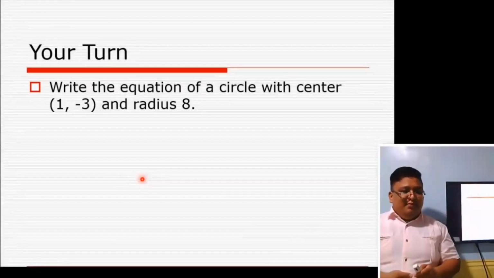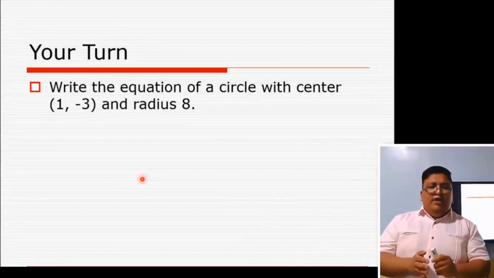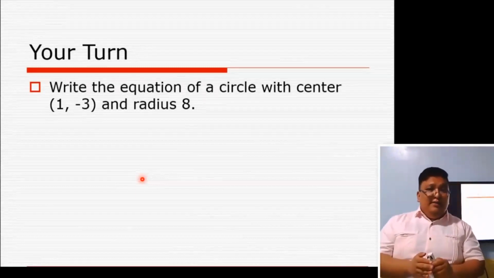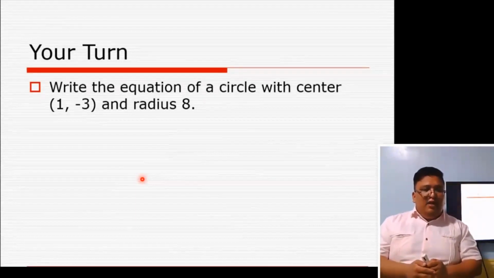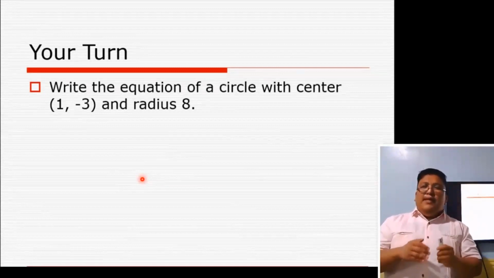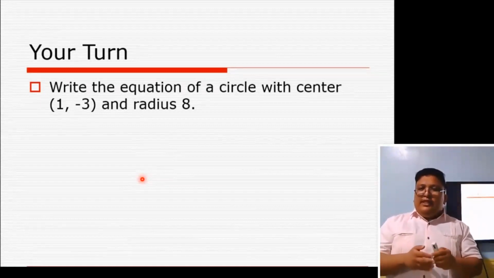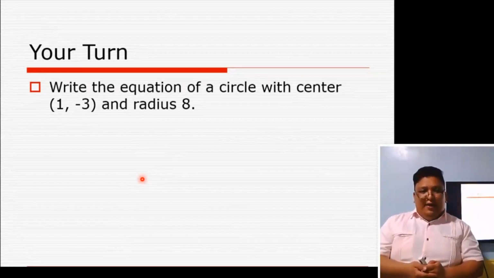Next example. Write the equation of a circle with center (1, negative 3) and radius 8. We're just going to repeat the same method we did from the previous example. Okay. What's the first thing?